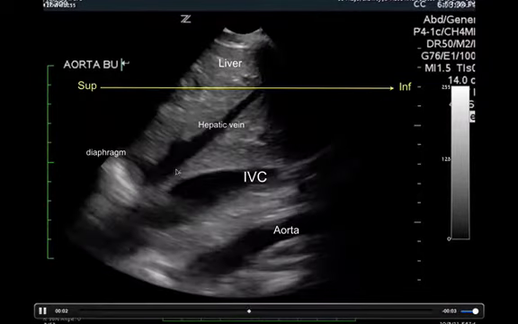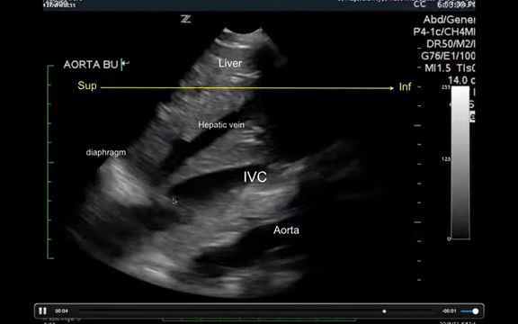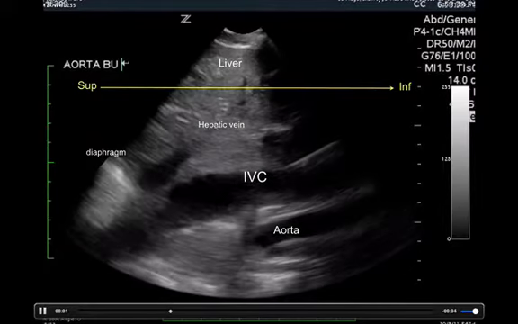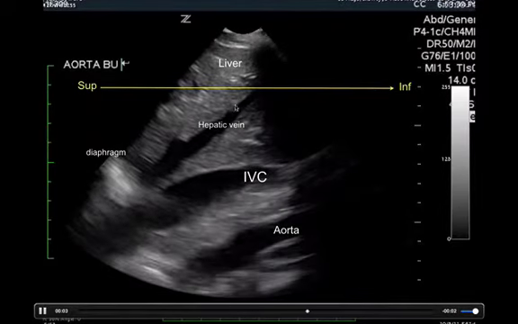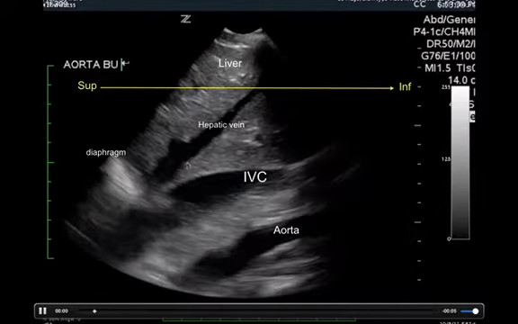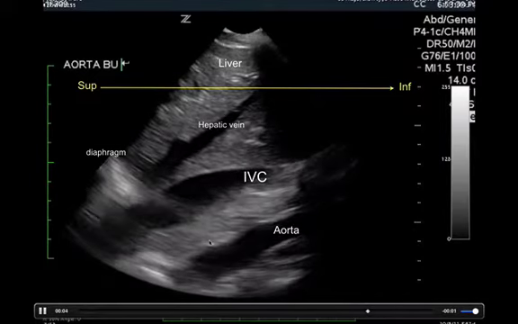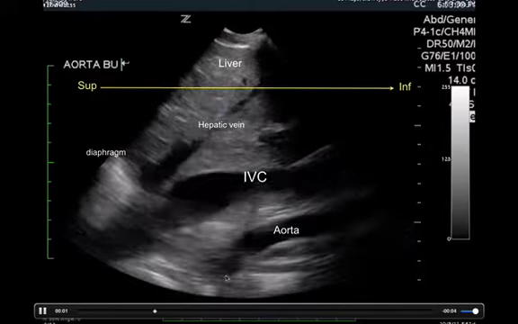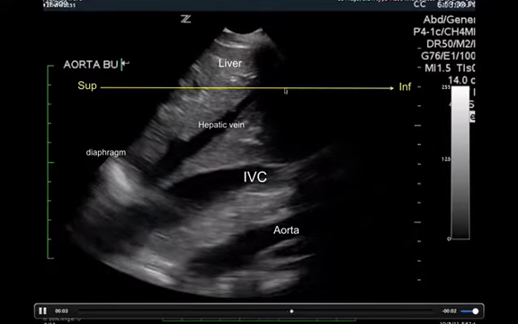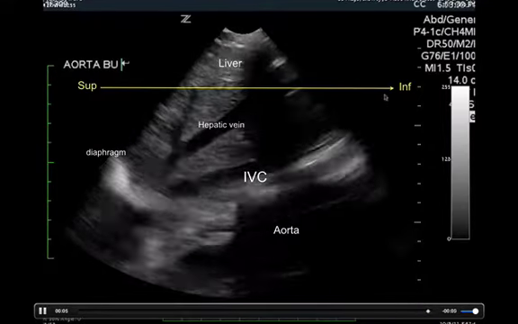And here again, we see the liver, we see the IVC giving up the hepatic veins, which divide the liver into its anatomic lobes. We see the diaphragm here. We see the aorta deep to the inferior vena cava. And we're moving from superior to inferior in this view.